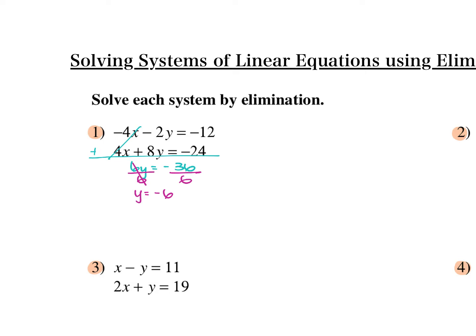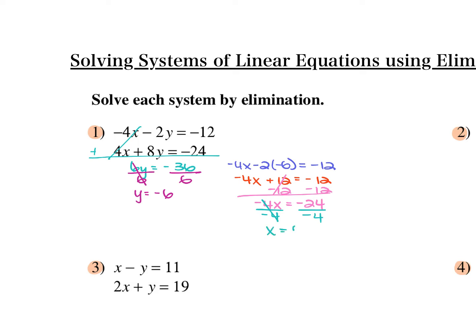So for example, if I just choose the top equation, that's going to give us negative 4x minus 2 times y. We found y to be negative 6, so it's going to be negative 2 times negative 6 is equal to negative 12. We multiply the negative 2 times the negative 6, which is positive 12, so that gives us negative 4x plus 12 is equal to negative 12. From here, we're going to move the 12 over by subtracting it from each side. So this is negative 4x is equal to negative 24. We divide each side by the negative 4, and we have that x is positive 6.